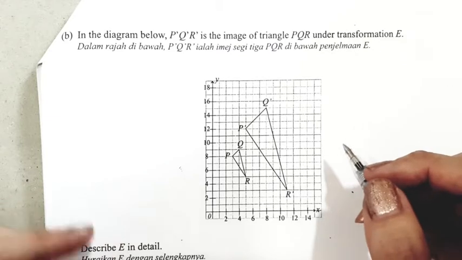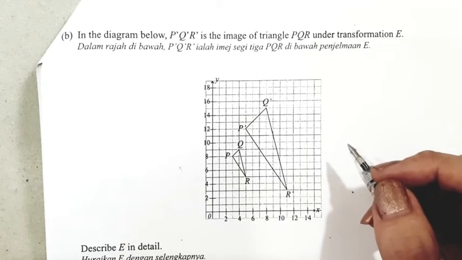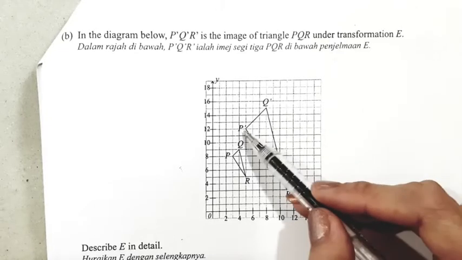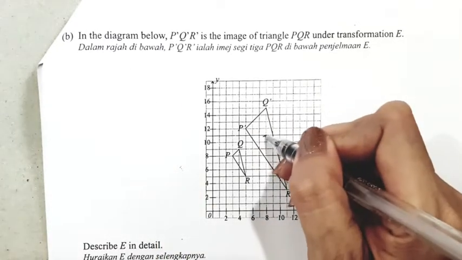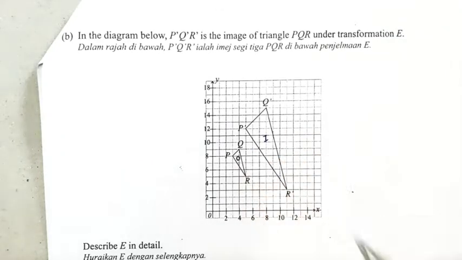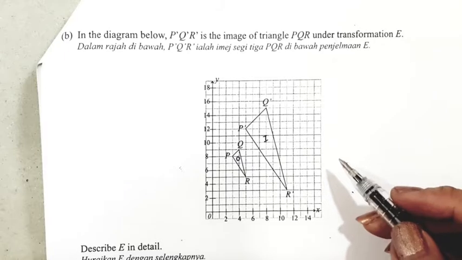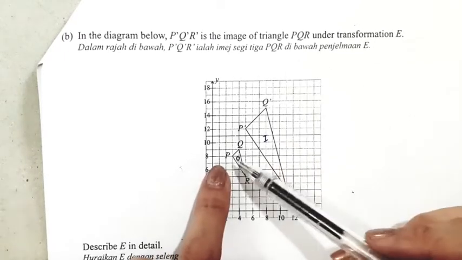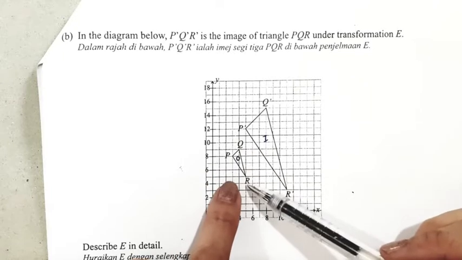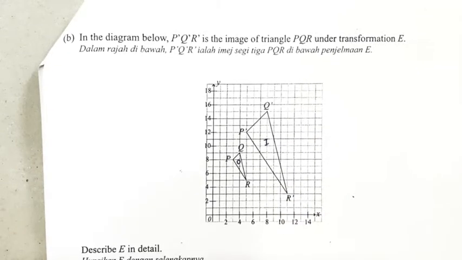Now, next, in this diagram, P prime, Q prime, and R prime. So check where it is as you read. P prime, Q prime, R prime is the image, and this will be our object. Write it down clearly so that you will not make mistakes later when you describe your transformation. So this is transformation E. Can you check? You see the original PQR so small and P prime, Q prime, R prime so big. Definitely there is only one transformation, that is enlargement.